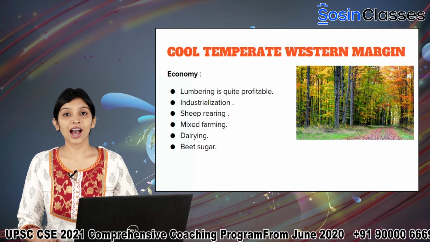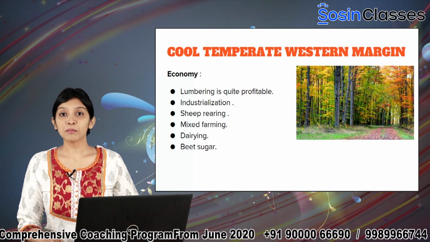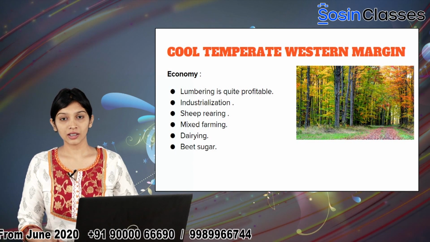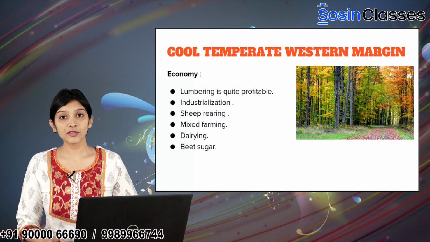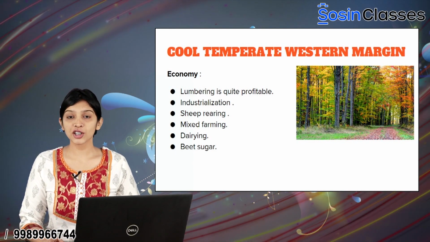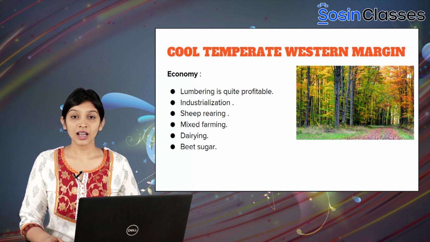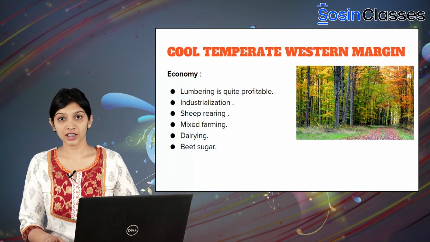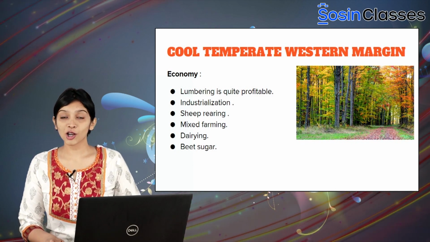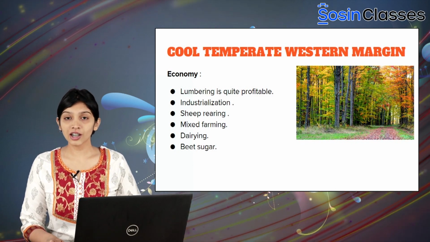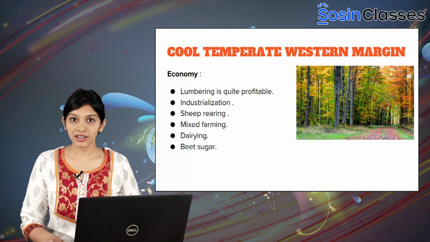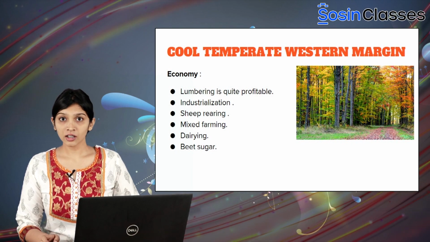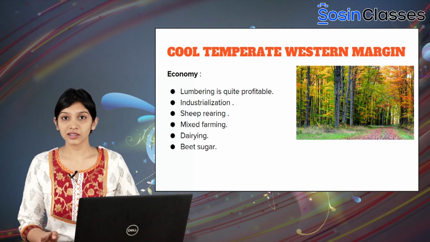Next on line, we have industrialization. The people in the British type climatic regions have a high standard of living. The countries here are concerned with the production and manufacturing of textiles, chemicals, machinery. Germany is famous for the automobile industry. Other favorable economic activities include agriculture and fishing and also lumbering. Then we have sheep rearing. Sheep are reared for both wool as well as meat.